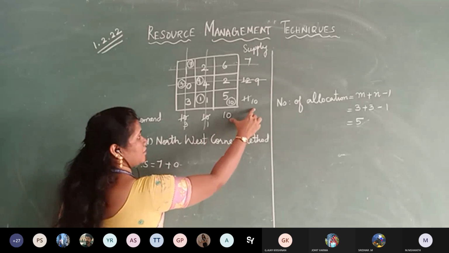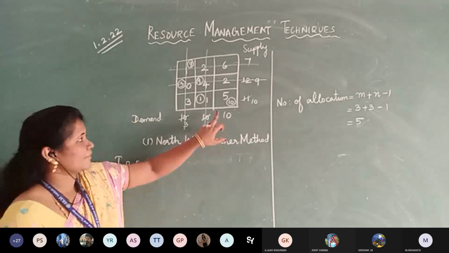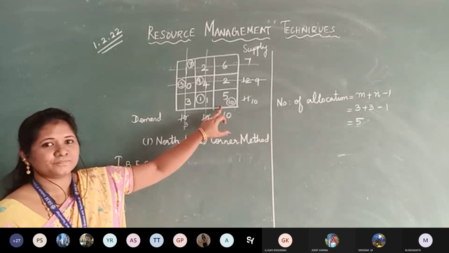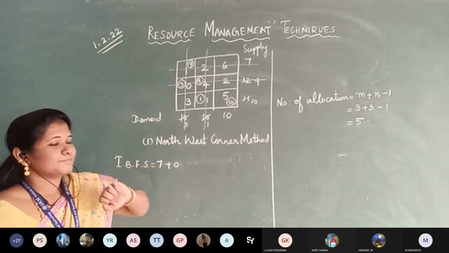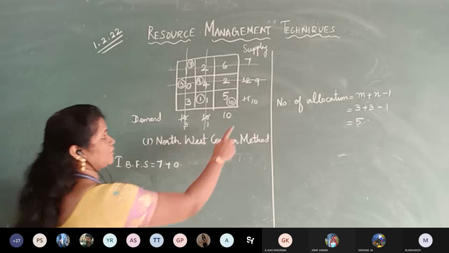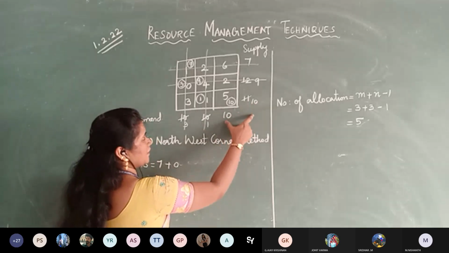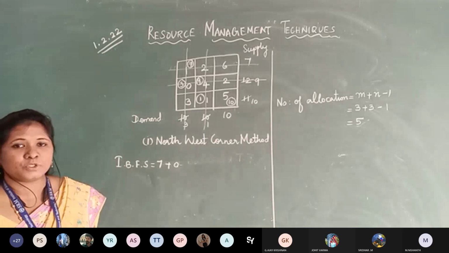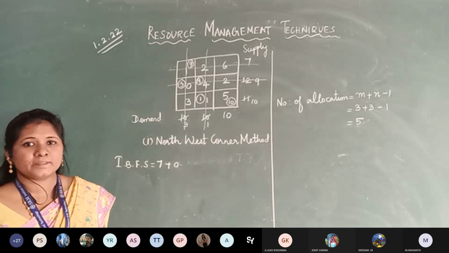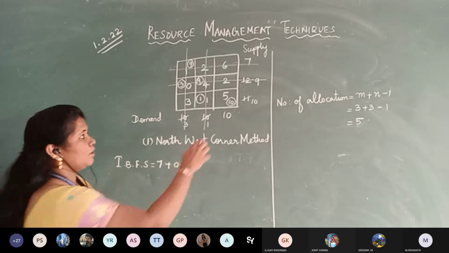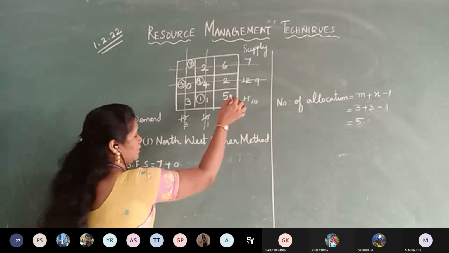Both the 10s are there, no? Here 1 10, here 1. So we are allocating 10. Okay, here the supply and demand you have to see. Your supply and demand both are 10. It is a balanced transportation problem, so in your last step you will get the same supply and demand. That's how you are putting this 10.